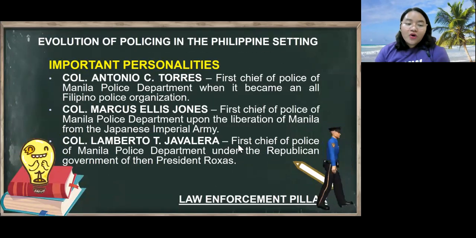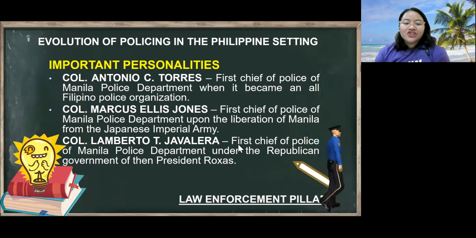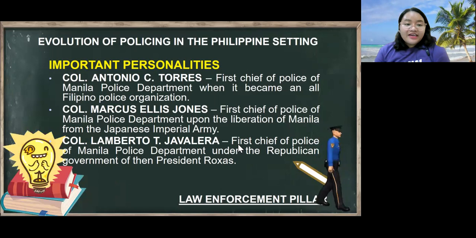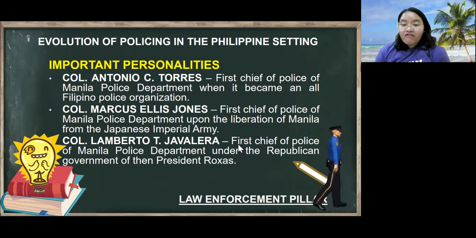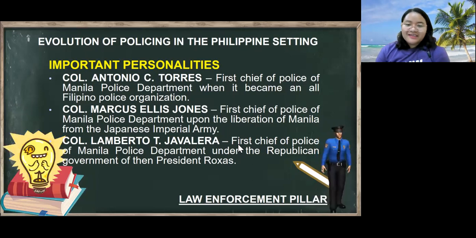Then we have also personalities who are Filipino. We have Colonel Antonio C. Torres, which was the first chief of police of the Manila Police Department when it became an all Filipino police organization. And then Colonel Marcos Elise Jones was the first chief of police of the Manila Police Department upon the liberation of Manila from the Japanese Imperial Army. And also Colonel Lamberto T. Havalera, which was the first chief of police of the Manila Police Department under the Republican government of then President Rojas. Okay, so those are the important personalities in the evolution of policing in the Philippine setting.